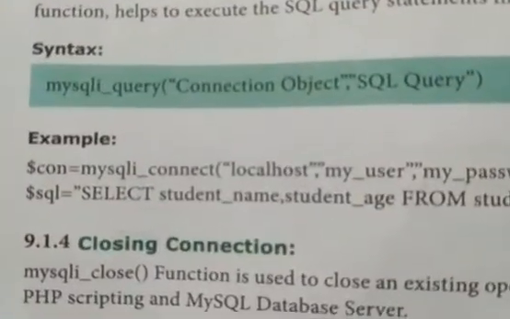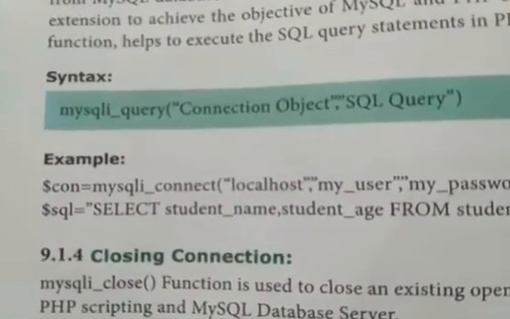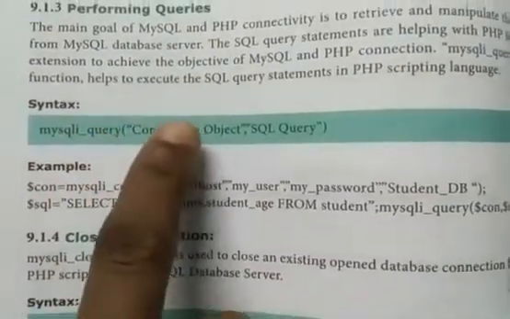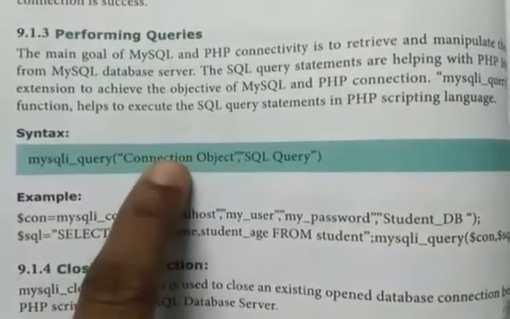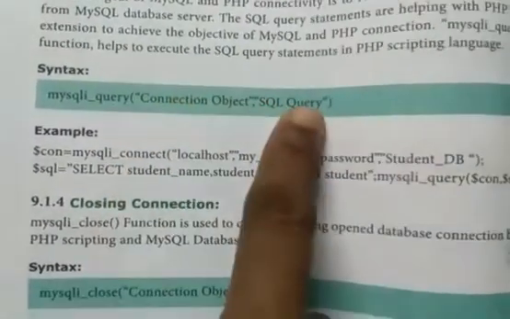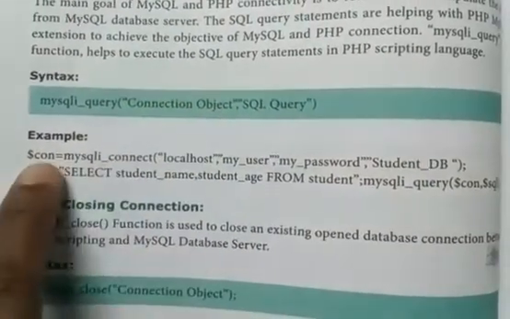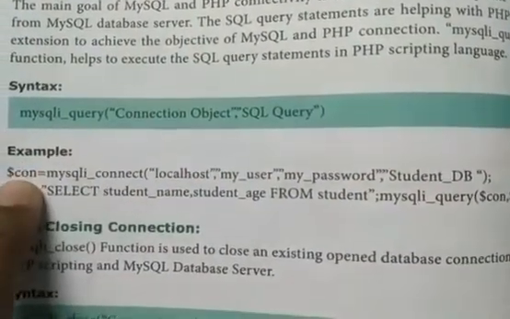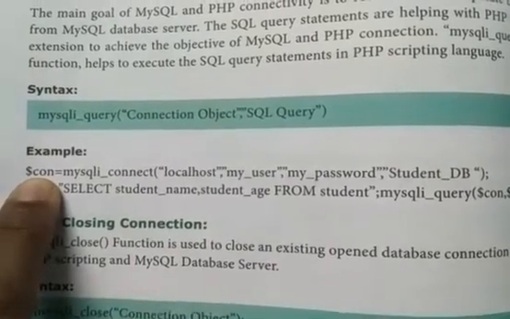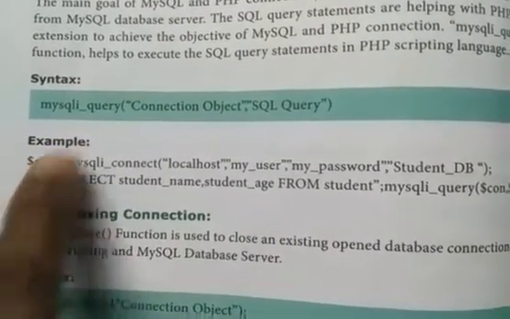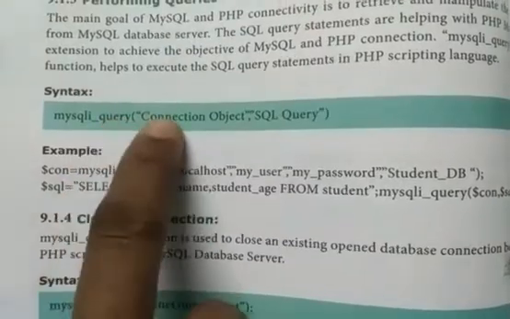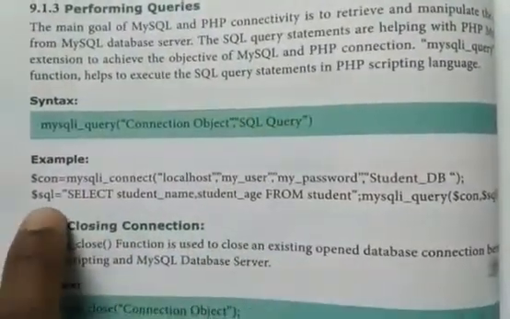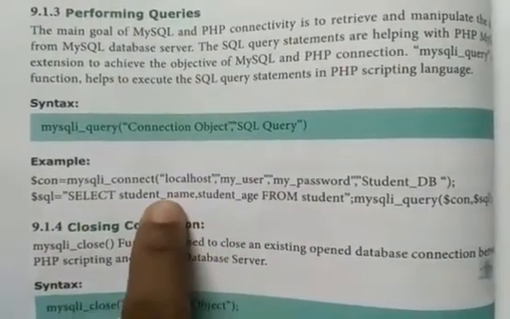Are you able to see this? Yes. What is the syntax of MySQL query? MySQL query, and we have to pass two arguments into the function. What are the arguments? Connection object and query. What is the connection object? We are using the connect function and storing the value in $con. This is the connection object. So MySQL query, then $con, comma, query. What is that query? Here they have specified select student name and age.